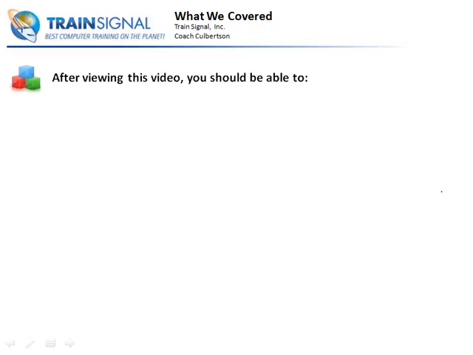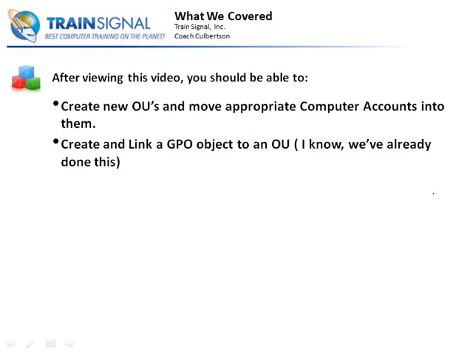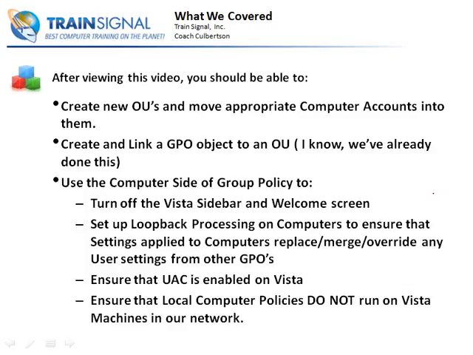So, after viewing this video, you should be able to create new organizational units and move the appropriate computer accounts into them. You should be able to create and link a GPO to an OU. Yeah, we've already done that. Check. And also, you should be able to use the computer side of group policy to do the stuff that we did. Turn off the Vista sidebar and the welcome screen. Set up the loopback processing. Ensure that user account control is enabled on Vista. Ensure that local computer policies do not run on Vista machines in your network.